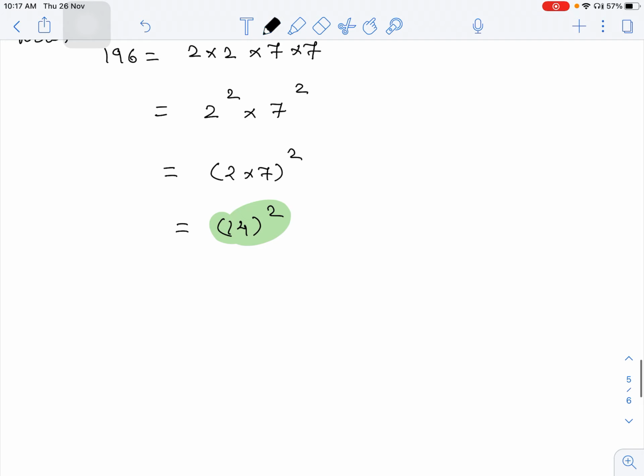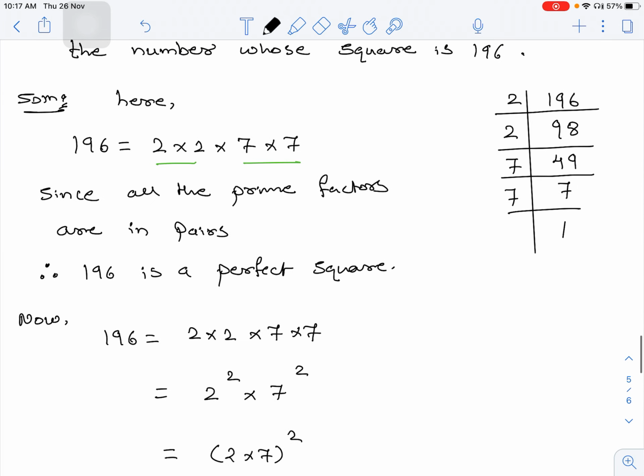Okay, so we can write our final answer. Therefore, 196 is the square of 14. Okay, so hope you all must have understood up till here.